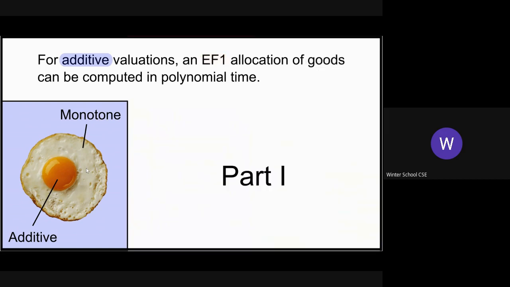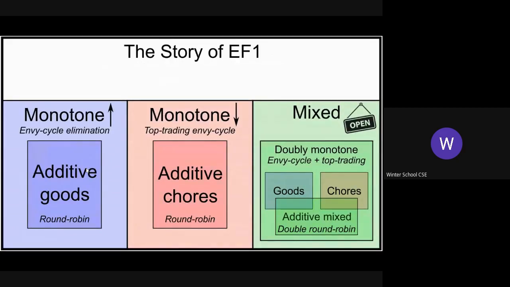Okay, so in part one, let me just summarize what we saw for the goods case for all different sorts of valuations, right? So we discussed the EF1 notion, right? And for the goods case, we saw that for additive, round robin gives EF1, and for monotone, NV cycle elimination does the job. Then we moved to chores, right? For chores, again, round robin worked well, and for monotone, a variant of NV cycle elimination gave us EF1.